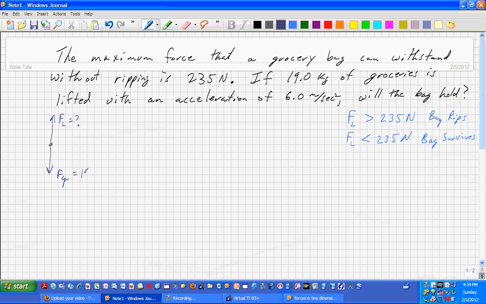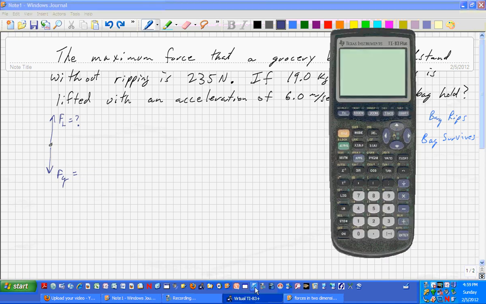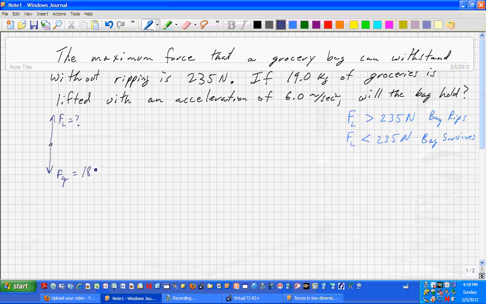Force of weight, we've got 19. You know what? I'm just going to calculate it. I was going to say we've got mass times acceleration due to gravity. So we've got 9.8, which is the acceleration due to gravity, times my 19 kilograms. So we've got 186.2 newtons for the weight. All right, so we've got our force diagram.